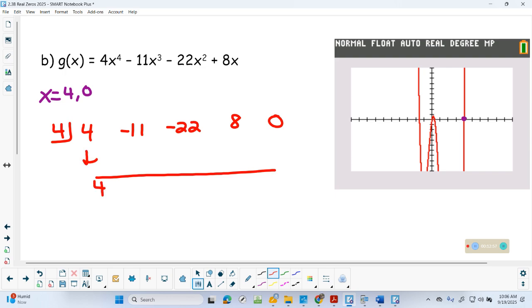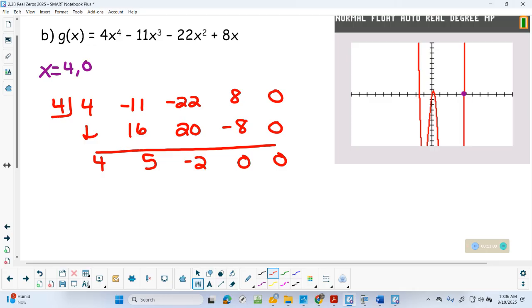4 times 4. I'm going to add 4 times 5. Add 4 times -2. Add 4 times 0. Okay, 0, 0, 0, 0. We got it. All right, let's recover our polynomial style answer. So remember, this is 1 down in power from the original, so we're going to be at cubed. 5x squared minus 2x, I'm not putting plus 0.